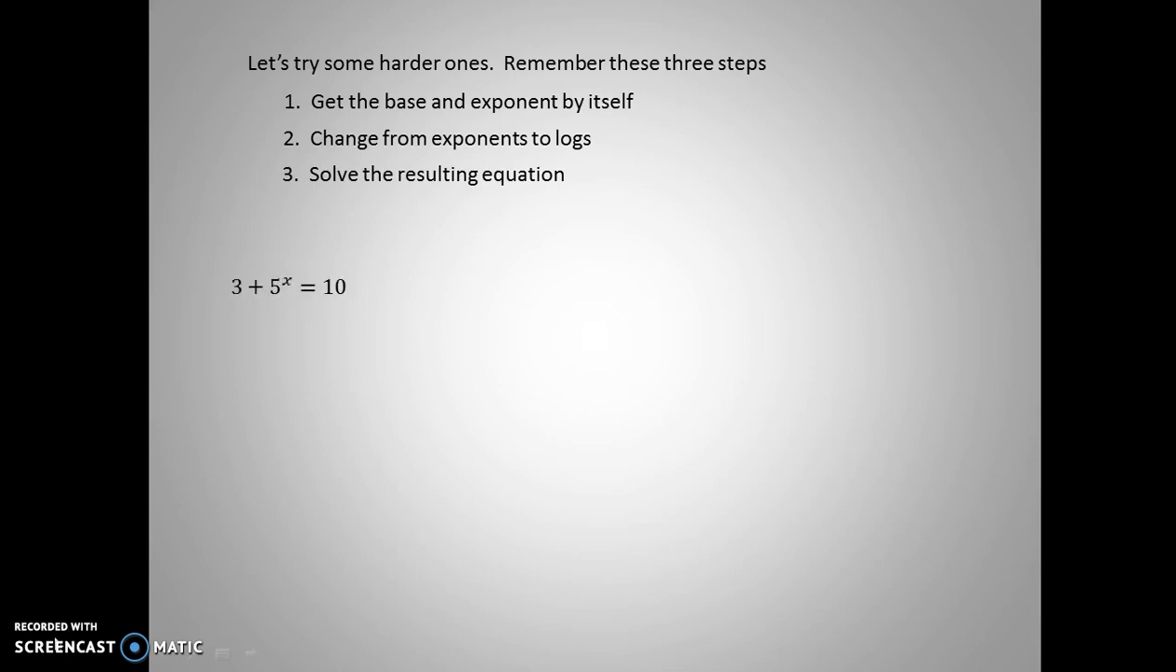Alright, so let's try a couple. 3 plus 5 to the x power is equal to 10. Well, the base and the exponent's not by itself. I have to get the base and the exponent by itself first. So I'm going to subtract 3 from both sides and end up with 5 to the x is equal to 7. Now that it's by itself, I can change it to logs.